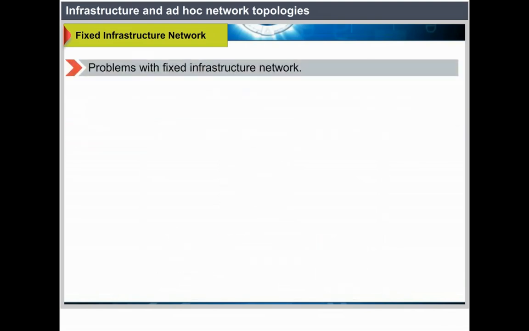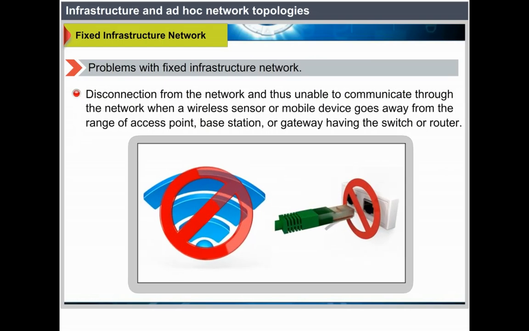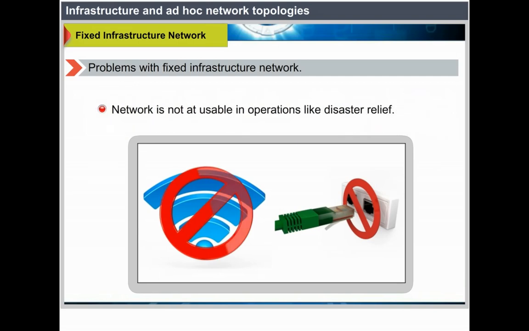Problems with fixed infrastructure network. Disconnection from the network, and thus being unable to communicate through the network, when a wireless sensor or mobile device moves out of the range of the access point, base station or gateway having the switch or router. The network is not usable in operations like disaster relief.